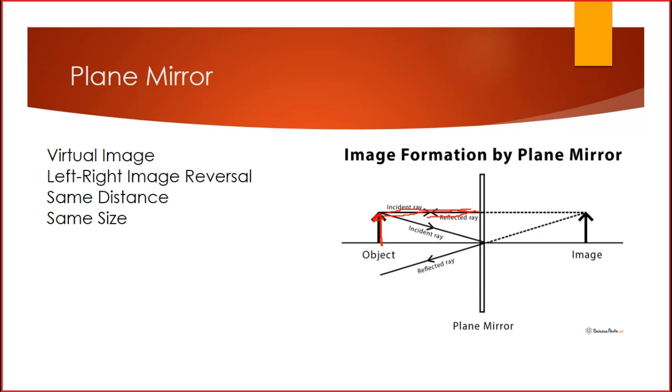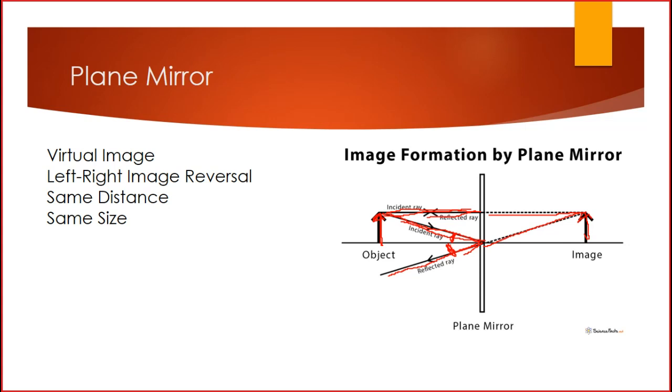If you look at the second line over here, this is the incident ray, and this ray goes back. The ray is reflected according to the law of reflection, so incident ray angle equals reflected ray angle. So geometrically, you will have some sort of image formed at the back.